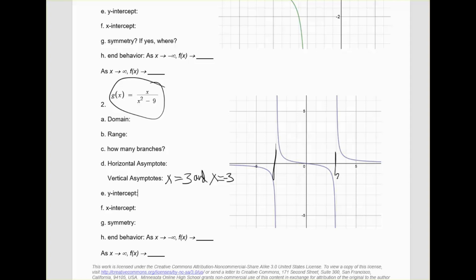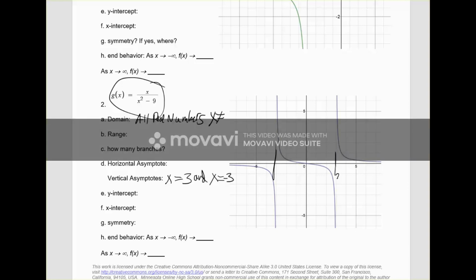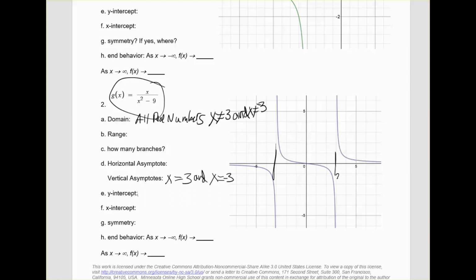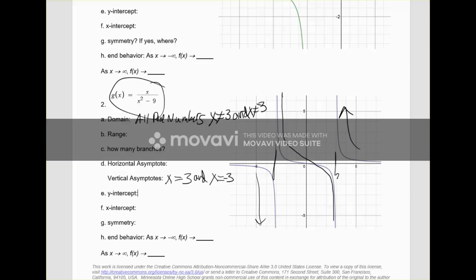So the domain is going to be all real numbers except x cannot equal 3 and x cannot equal -3. And the range, okay, the range is pretty much everything. The range is everything positive, everything negative, and this one, because it is a continuous branch, I guess you'd call it, the range can be all real numbers in this one, which is unusual for a rational function.